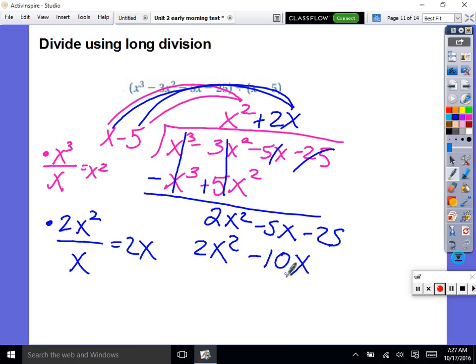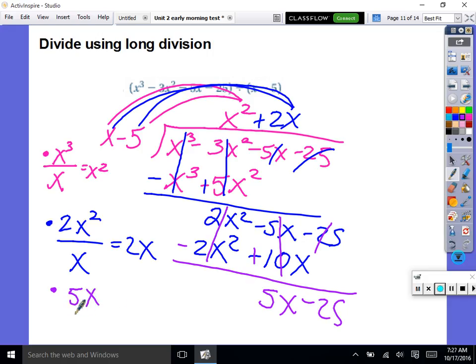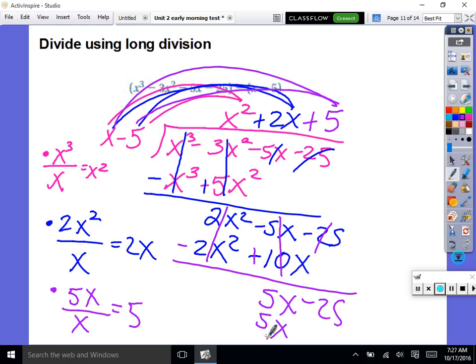Most important part is changing the sign. Change the sign, change the sign. We add straight down. 0, that's positive 5x, right? You mess up on one little thing, your whole thing's wrong. And then minus 25. Now we're back to the start again, because that's what's left underneath. So we're doing positive 5x divided by x, which is positive 5. So we have plus 5, then we multiply it back down. So that's 5x minus 25. Change the sign. Change the sign. We happen to get a remainder of 0.